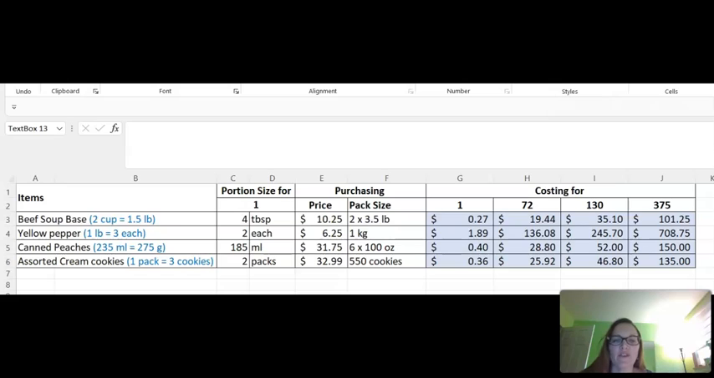Now we have completed the first part of our costing exercise. We learned how to convert units to match by doing manual calculations and cost for one portion and multiple portions, and we incorporated these calculations into formulas on Excel.